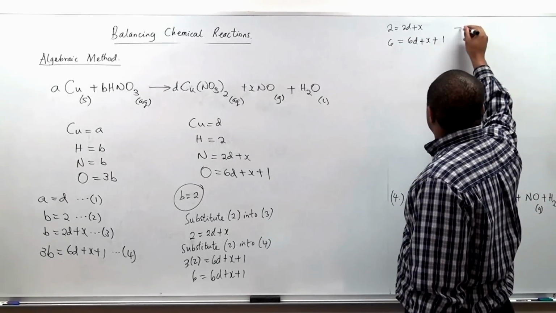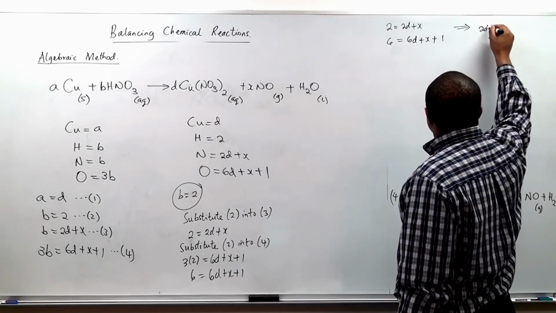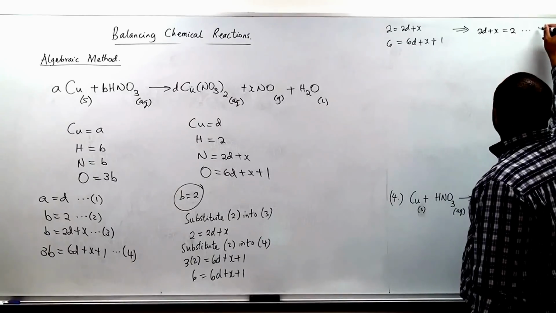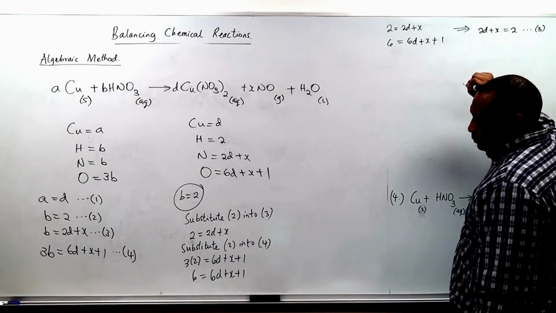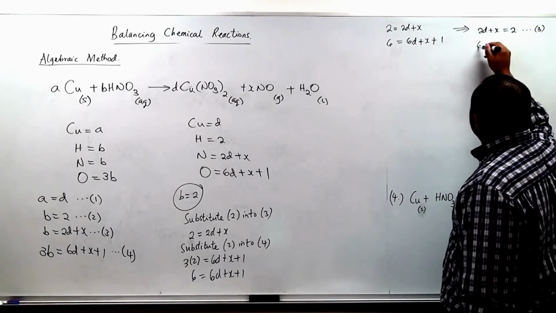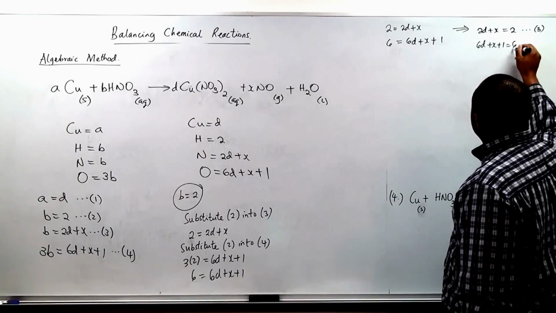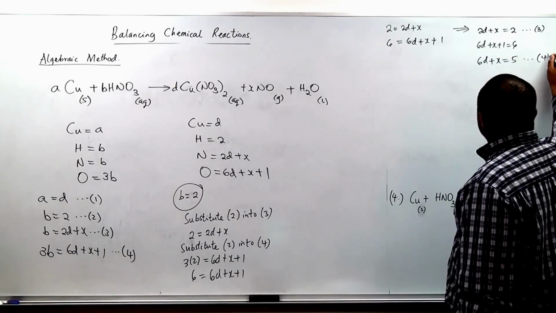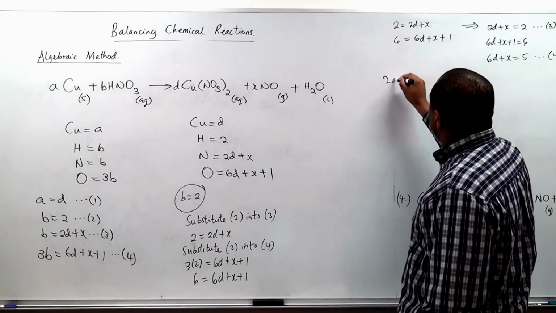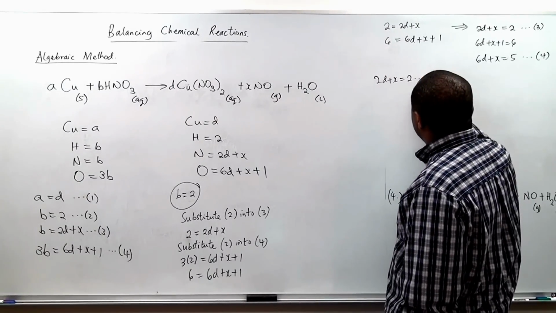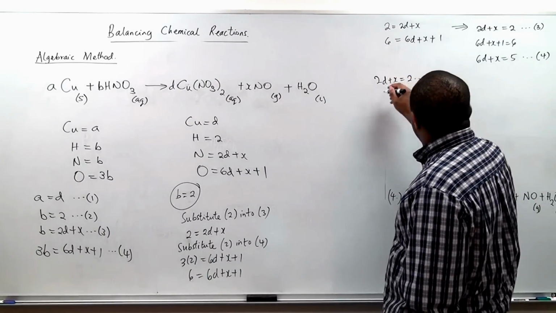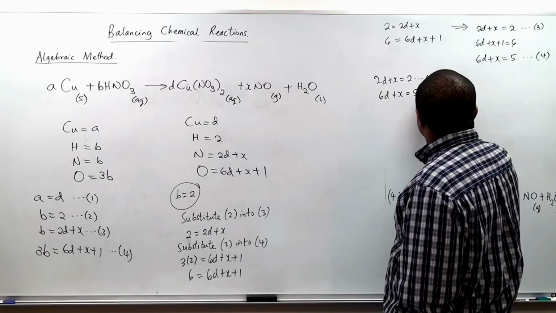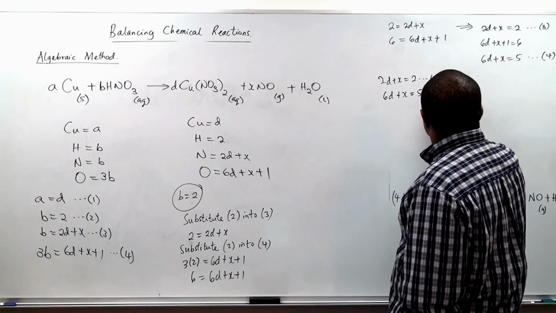So of course, like I taught you, we want to do this to 2D plus X is equal to 2, and call it equation 3, no problem. Okay? And then here we say that 6D plus X plus 1 will be 6. So 6D plus X is 5. Call this equation 4. So actually we have 2D plus X equal to 2, equation 3. And then 6D plus X is equal to 5, equation 4.